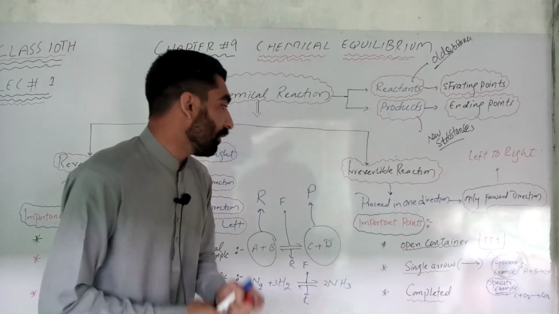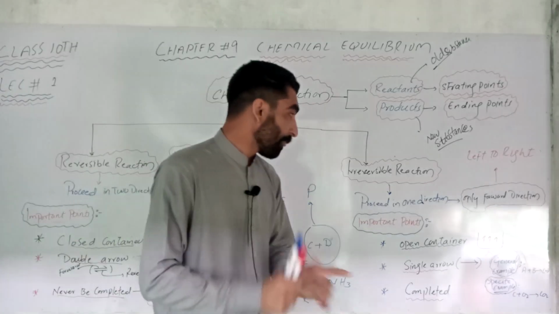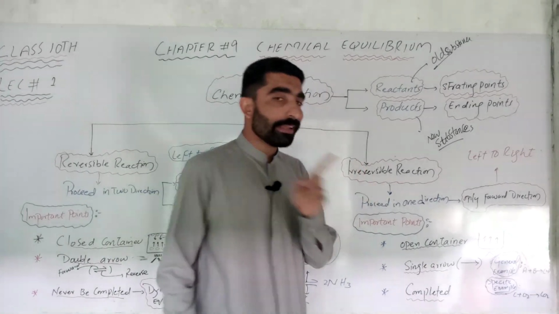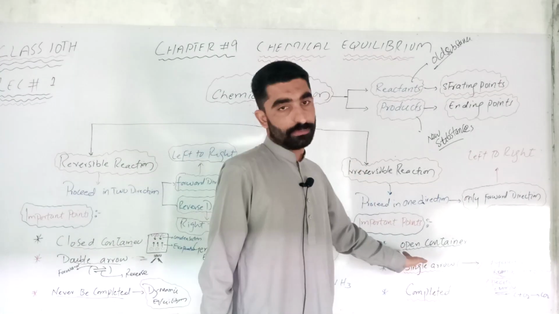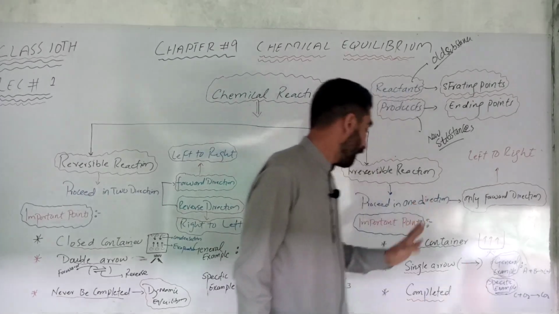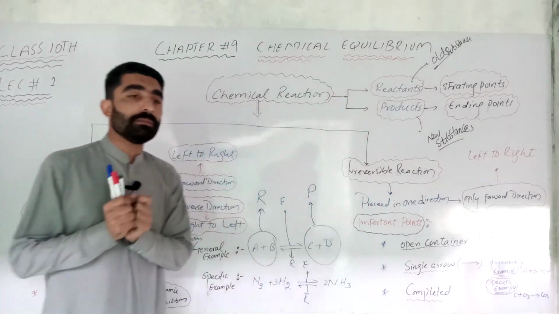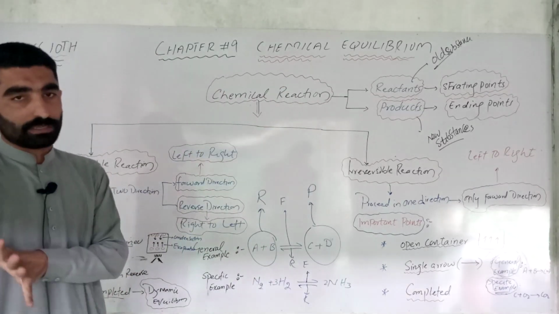The important points, the main characteristics and properties are: an irreversible reaction always occurs in an open container. The second, it is denoted by a single arrow. And the third, it is completed because all the reactants are converted into products.